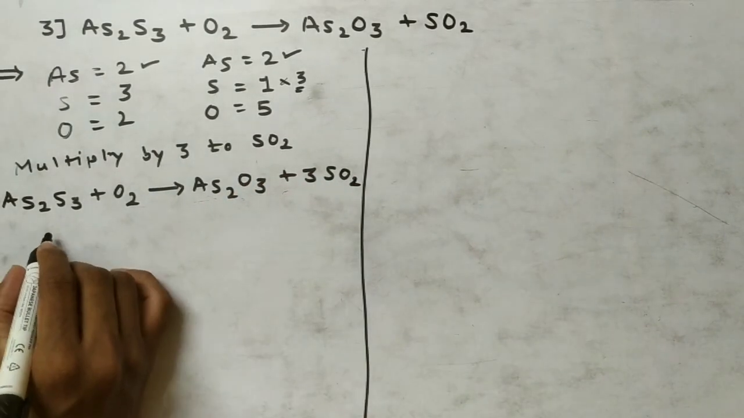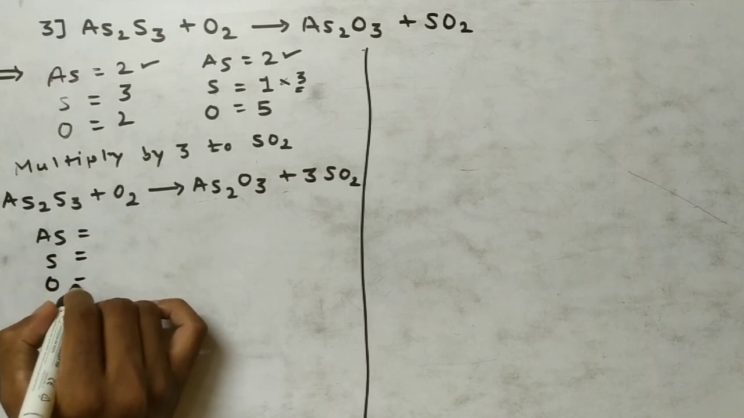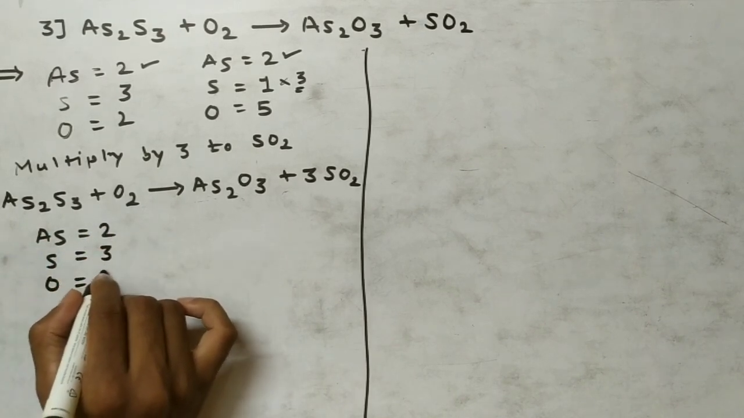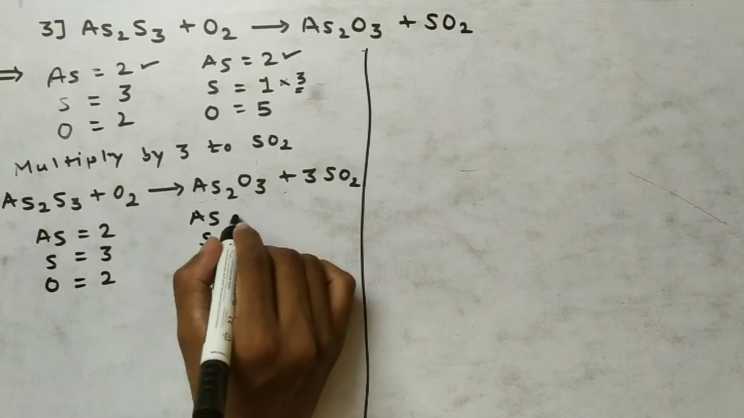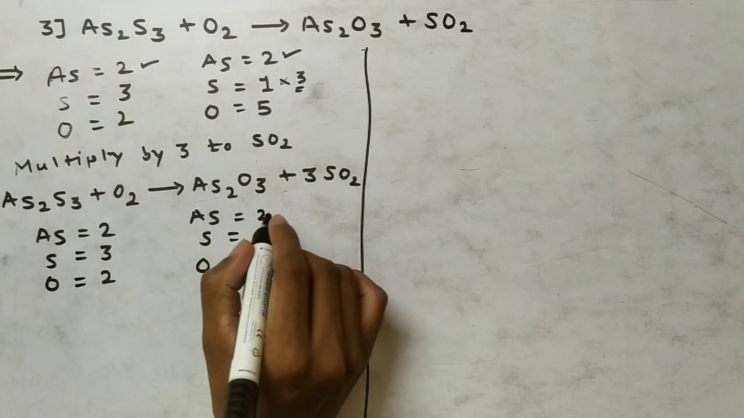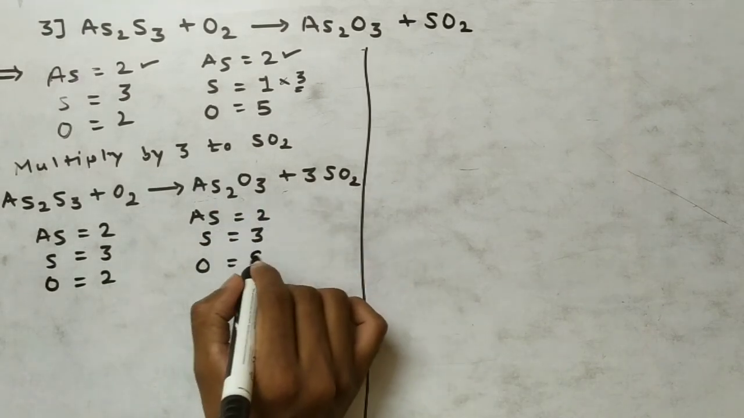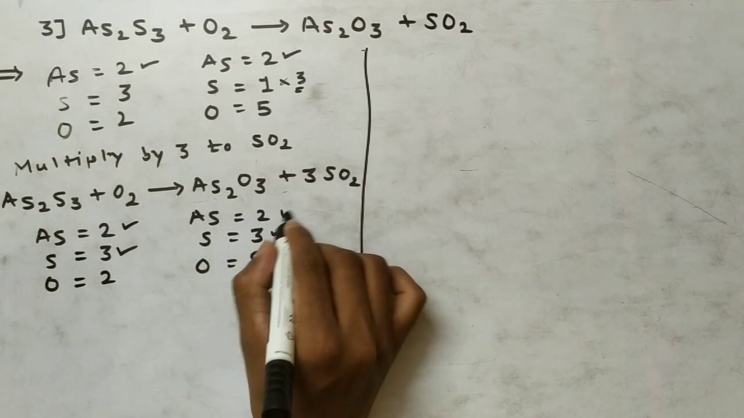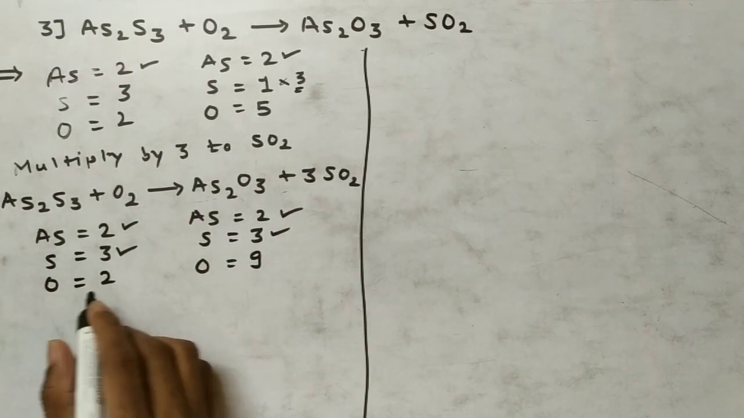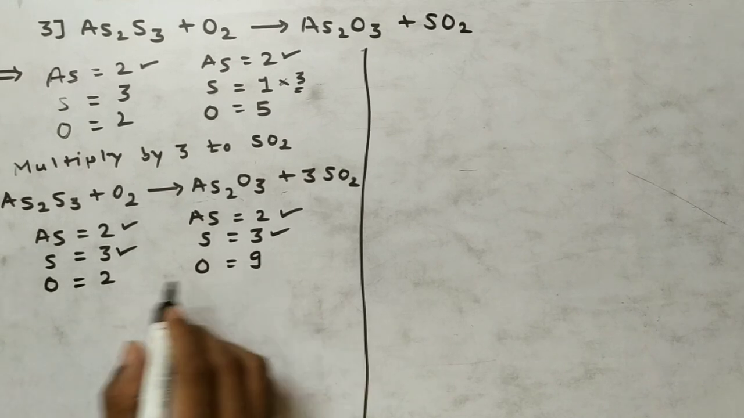Now again we'll write As, S, O. So 2, 3, and 2 on the reactant side. And on the product side, As, S, O: 2, 3, and number of oxygen 3 plus 6, 9. Now sulfur atoms are balanced, As atoms are balanced. Now we have to balance these oxygen atoms. Now you can see 9 is not divisible by 2.